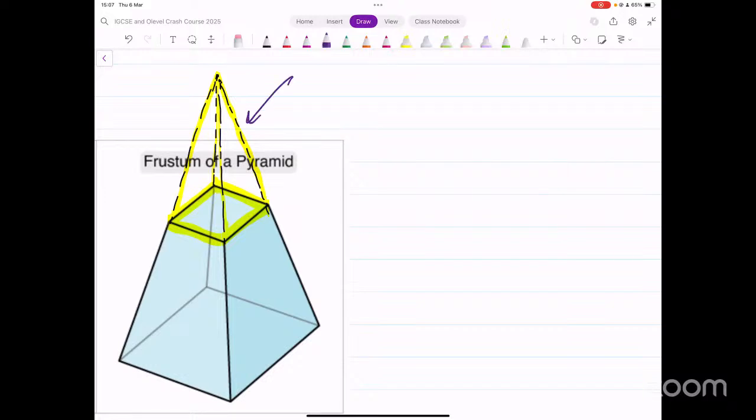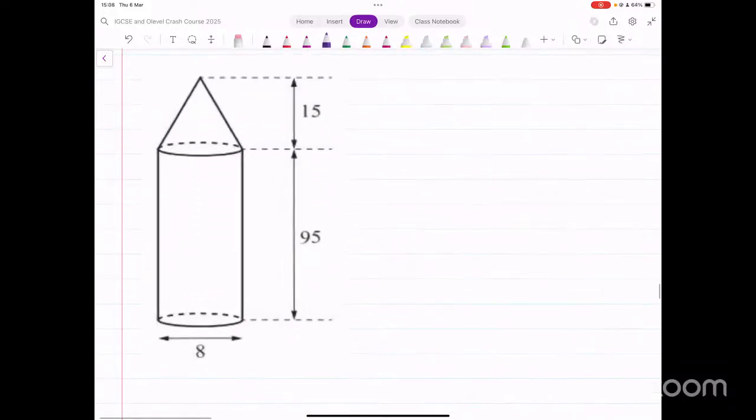So if you had to find the volume of this frustum, what you would have to do would be, you would find the volume of the big pyramid and subtract from that the volume of the smaller pyramid. Okay, so this is another kind of shape that you will see sometimes. You need to know how to approach this as well.